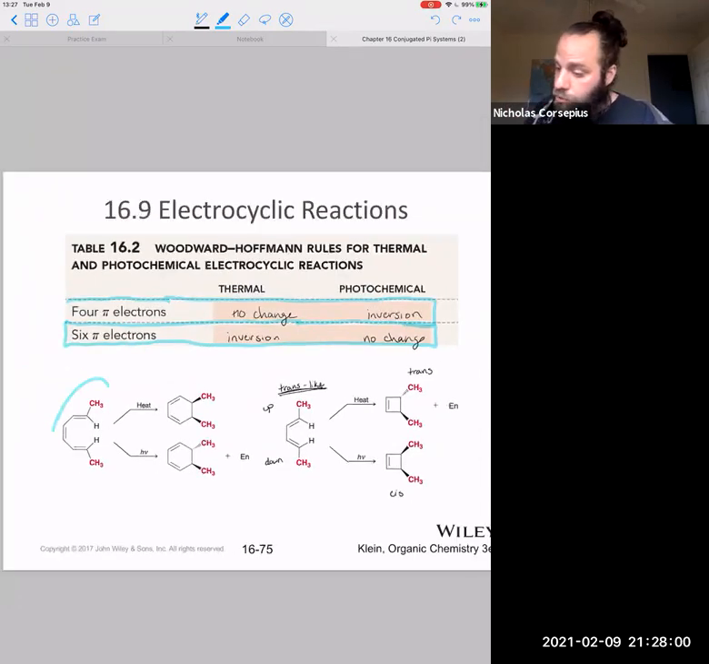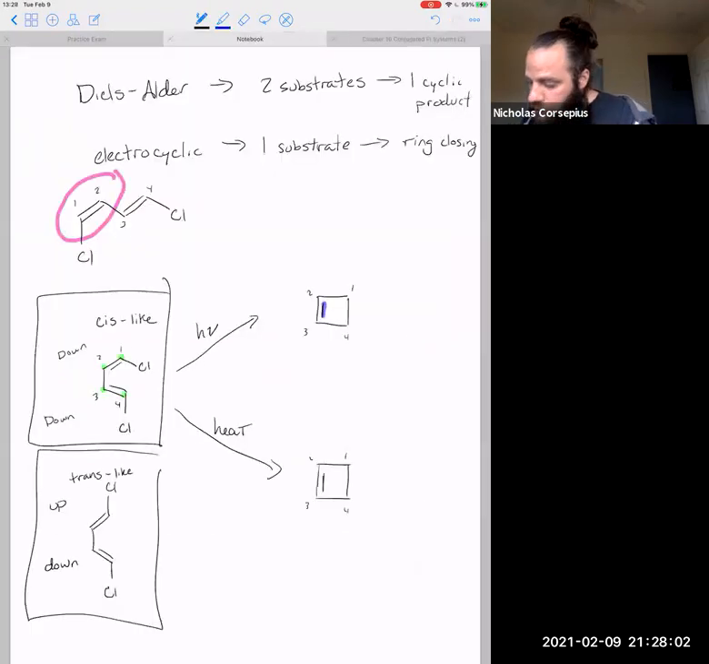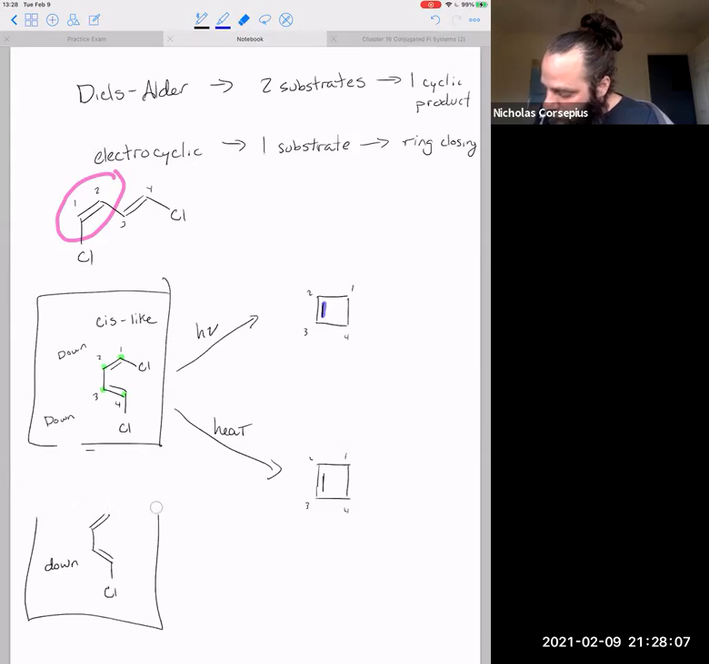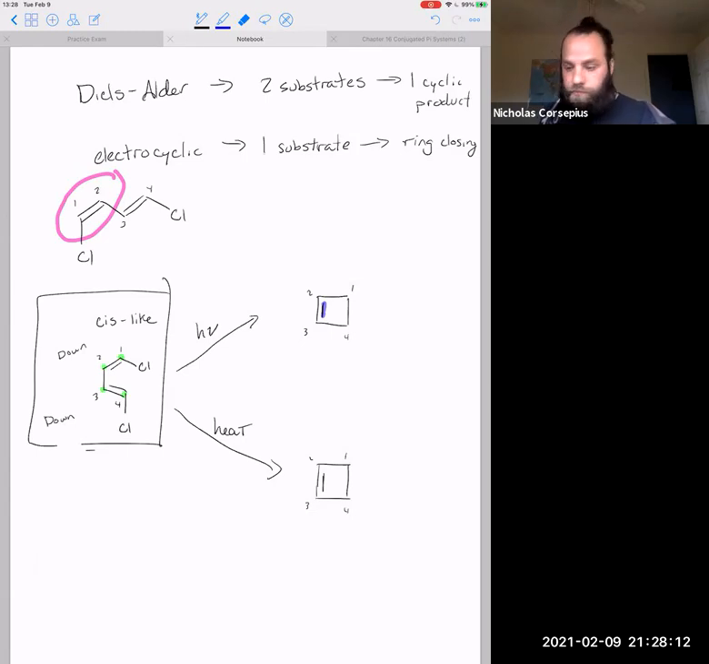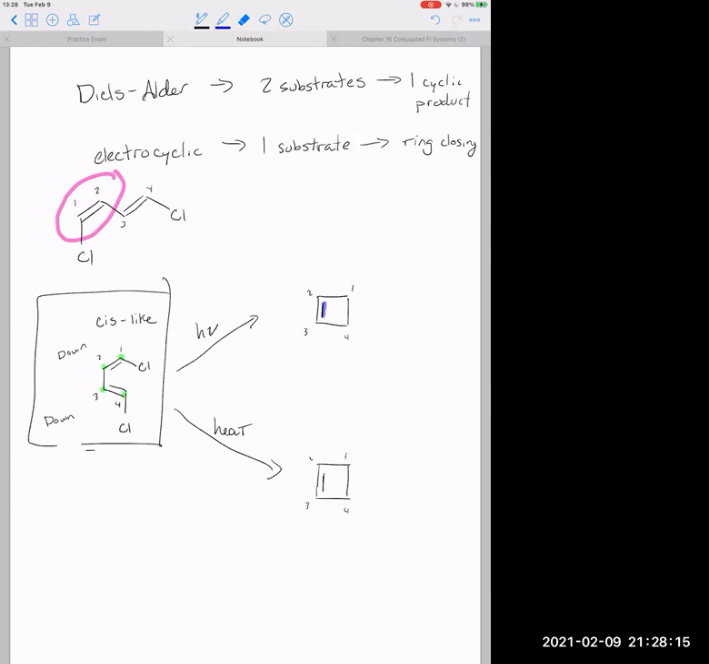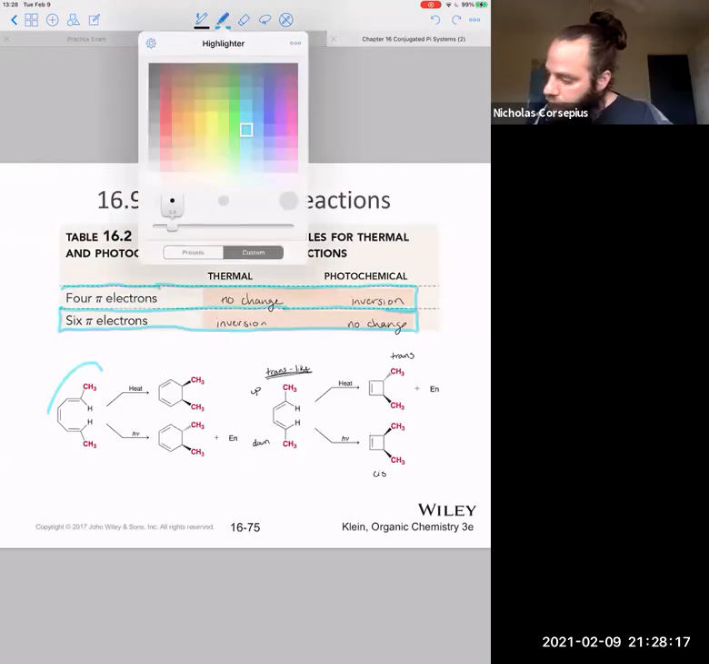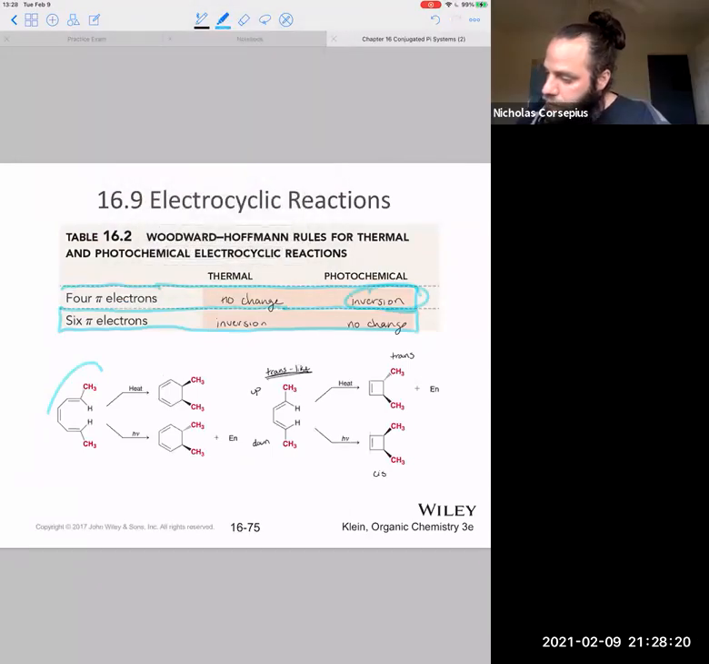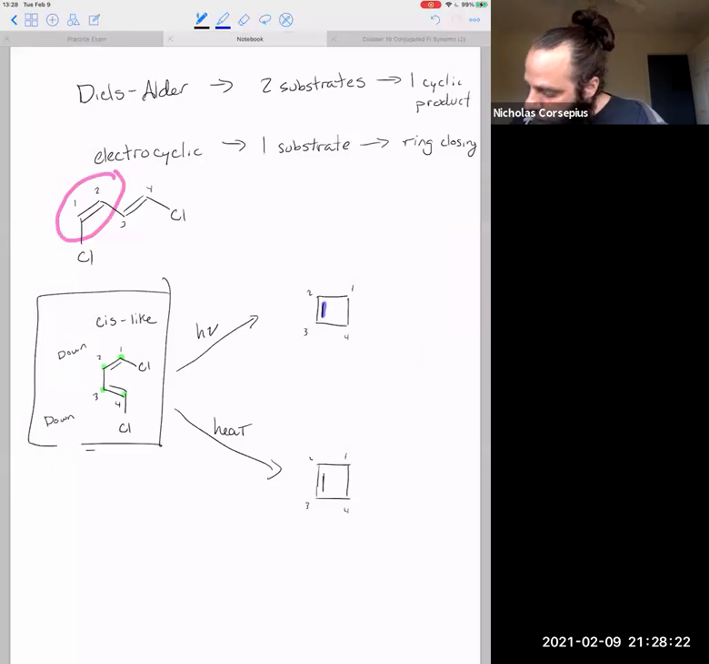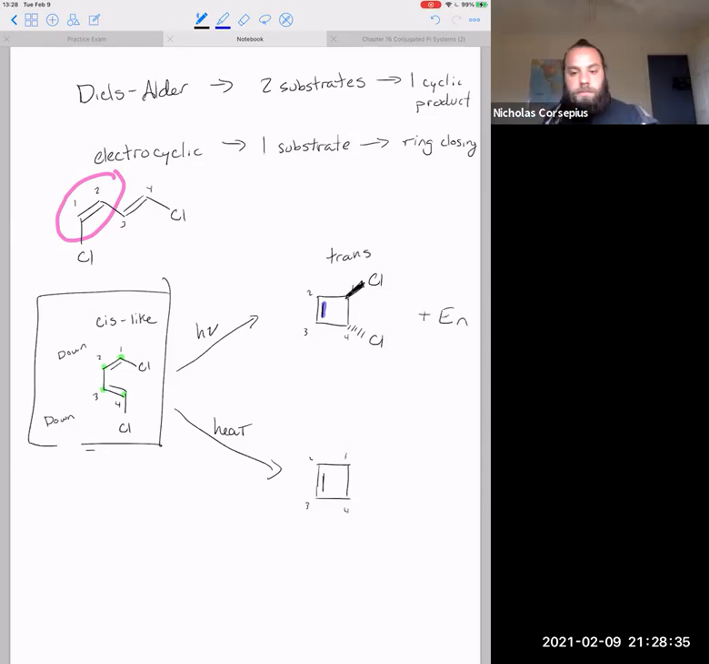So then let's apply this to our example here. We started out with a cis-like compound. So what are we expected to get in the presence of light? An inversion or no inversion? Inversion. Right, so in the presence of light, we would expect to have an inversion for 4 pi electrons. So that means we would go from cis-like to trans-like, or to trans. And I'm going to be lazy and do plus enantiomer.